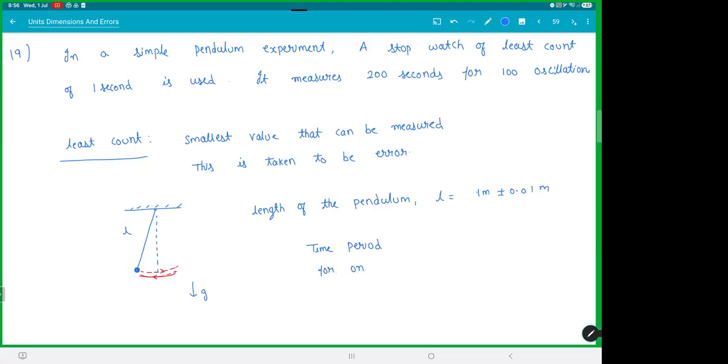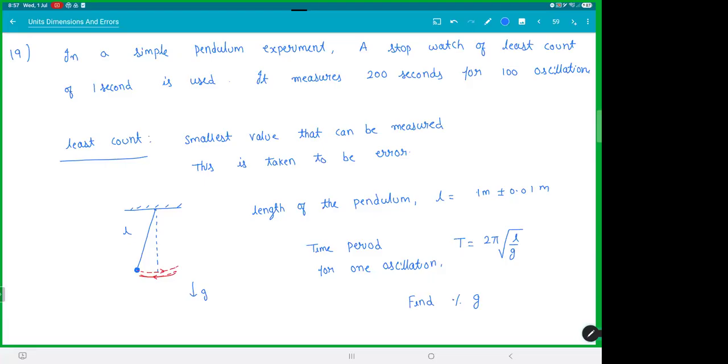The time period for one oscillation, capital T, is given by 2 pi root over L by G. I hope you remember we did this formula in units and dimensions. Find the percent error in gravity. So I can actually use this experiment to find the acceleration due to gravity.